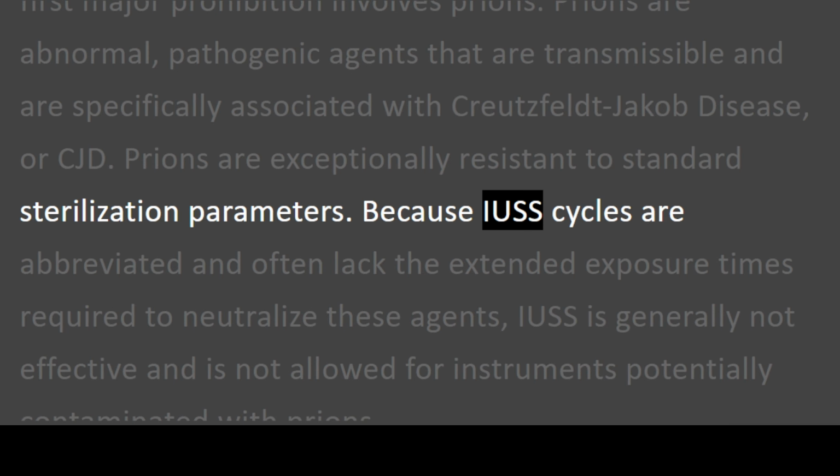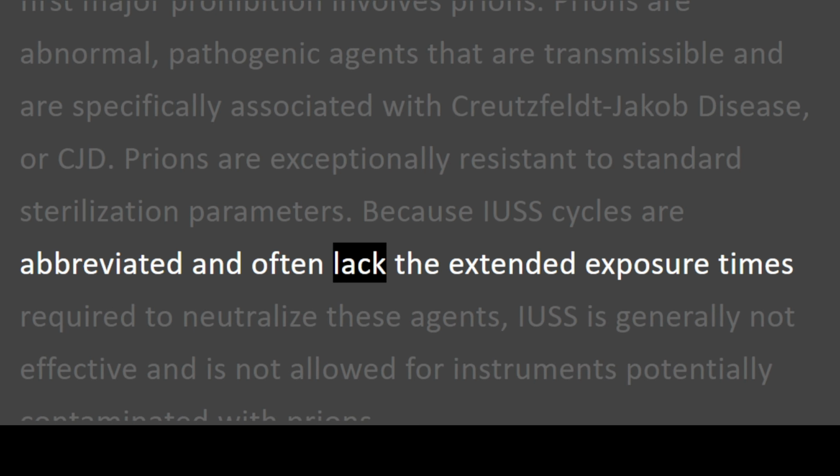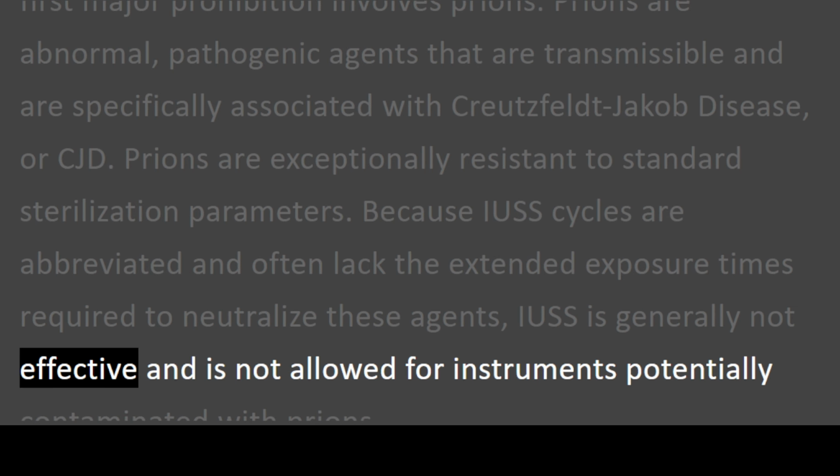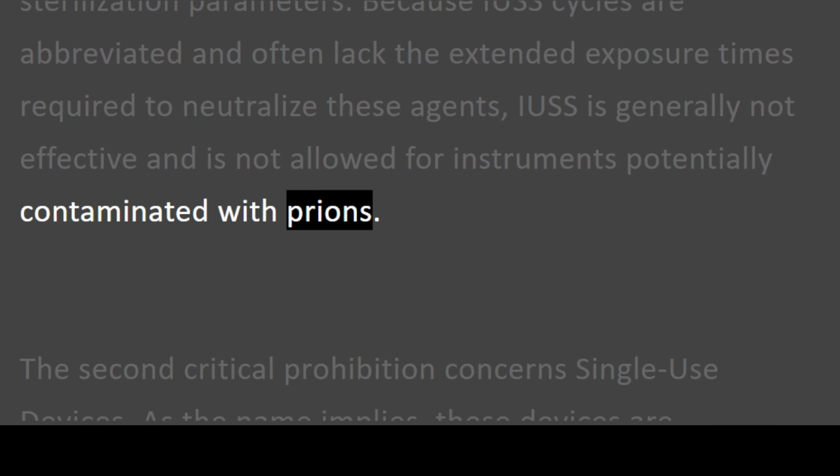Because IUSS cycles are abbreviated and often lack the extended exposure times required to neutralize these agents, IUSS is generally not effective and is not allowed for instruments potentially contaminated with prion.